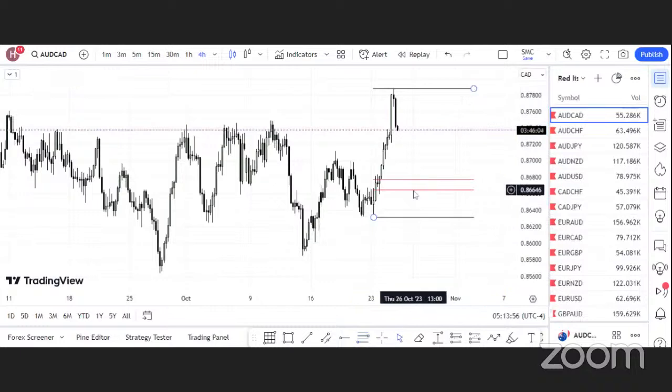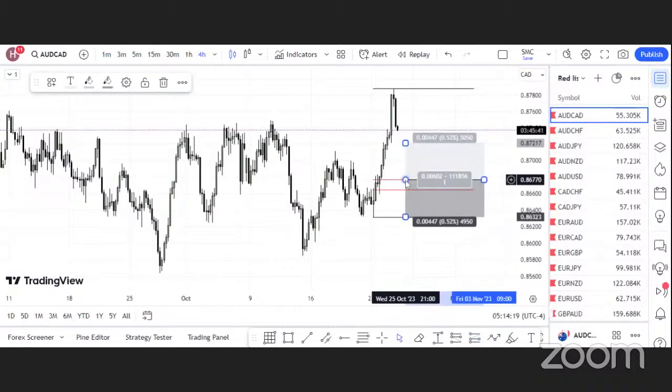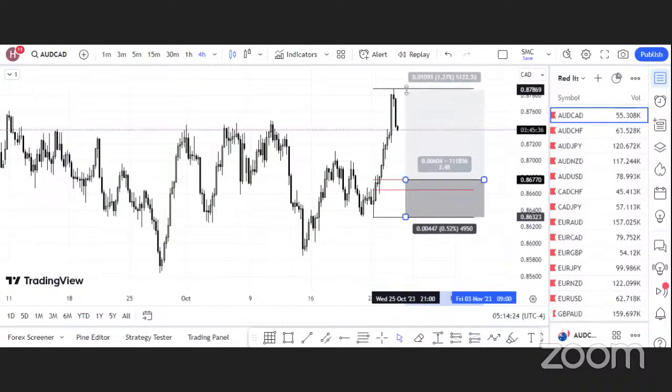So you see, this is a valid area. Why? We have our fair value gap here, the lowest fair value gap. We have an order block, and you see how the market... So this is a valid entry, guys. When the market comes back to this area, I'll just take my entry from this first red zone, and then target this high, right? And this low would be my stop loss.